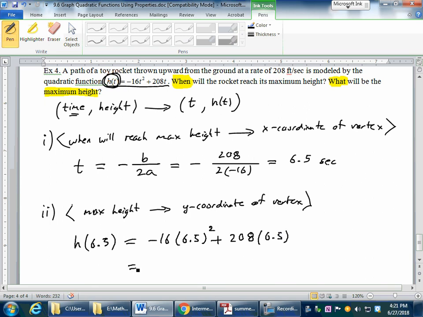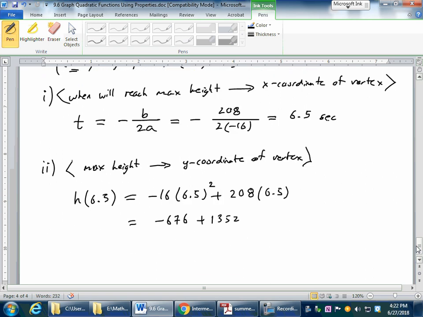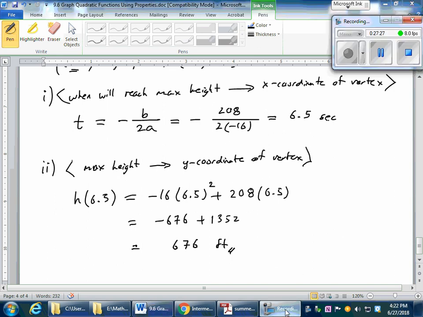So using your calculator, 6.5 squared times negative 16 will give me negative 676, and then plus 208 times 6.5, that'll give me 1352. And then when I add them together, that gives me my final answer, 676 feet. So therefore the maximum height is 676 feet. And this concludes our section.